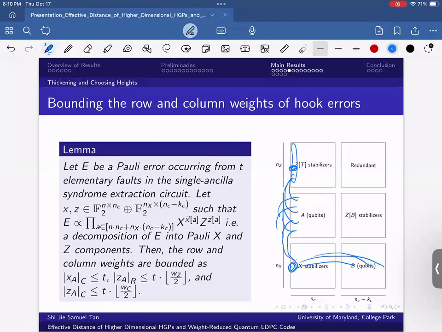Is that clear? I think there's a pretty good geometric intuition for why this should work, even if the math seems pretty complicated to follow later.